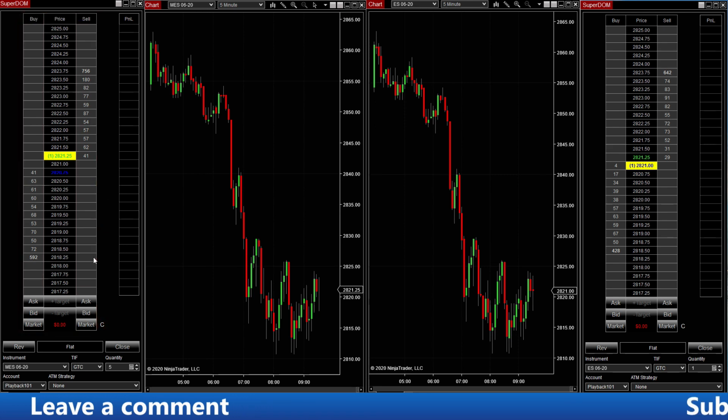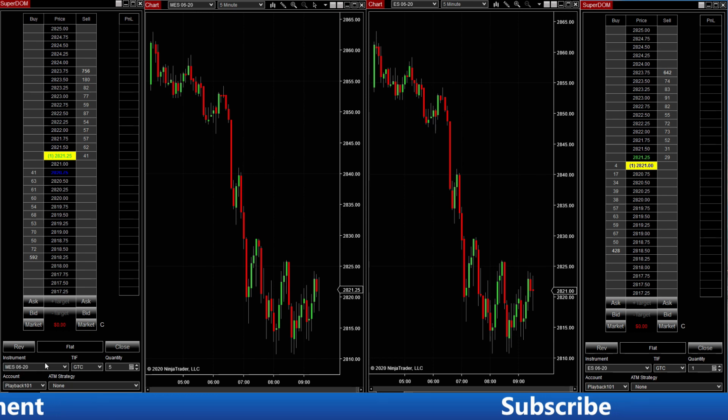Now, this is a DOM right here. This represents the micro ES futures contract, the MES futures contract. The DOM on the right is the ES E-mini futures contract. I'm going to show you some big differences here in a moment. First though, the charts look relatively the same. I tried to scale them pretty close to one another, and you can see all the price moves pretty much look identical from one chart to the other.